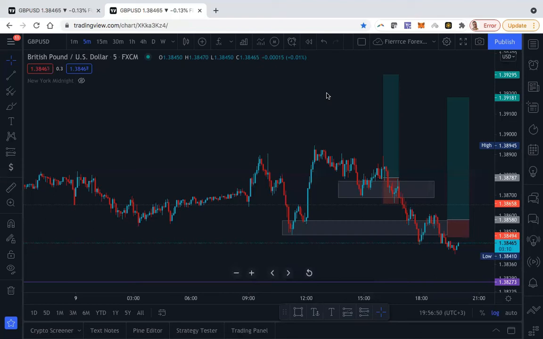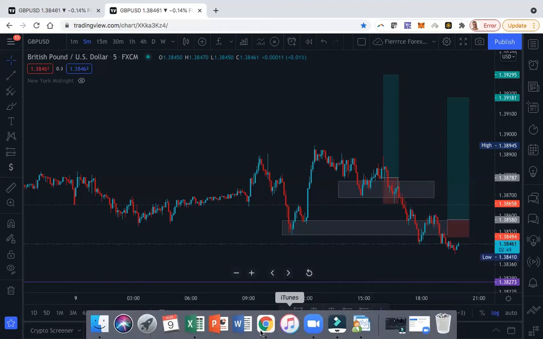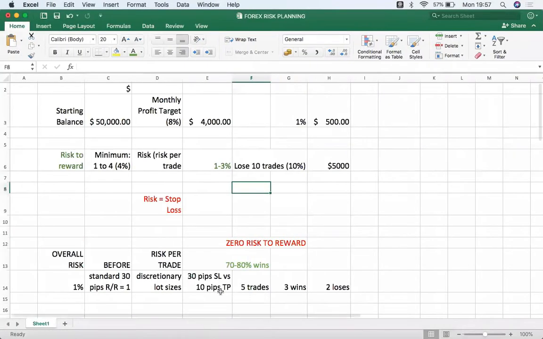So the reason why I'm doing this recording is specifically for that reason, okay? Because I feel like had I focused on this in the beginning of my learning or my journey as a trader, all those blown accounts would have been reduced or even eliminated. So today, what is the focus? The focus is on risk planning.